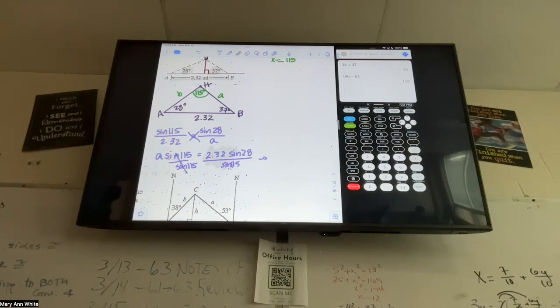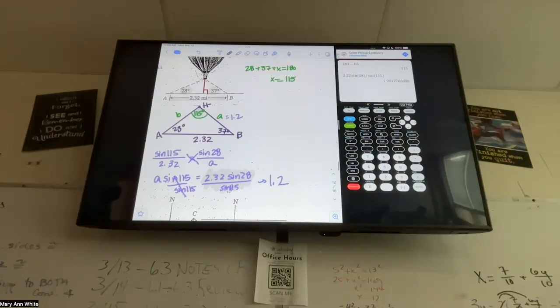And when I put 2.32 times sine of 28 divided by sine of 115 in my calculator, I get 1.2. Which kind of sounds like an absurd number, but I need you to remember that the number given to us already was 2 point something. So we're doing things in terms of miles, so it's going to be these weird, smaller decimals than we might think should happen.